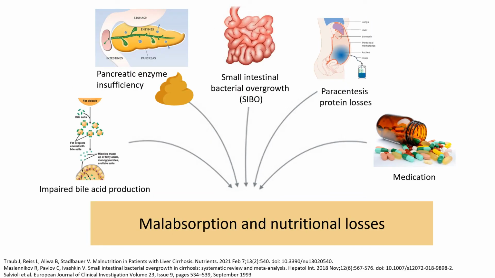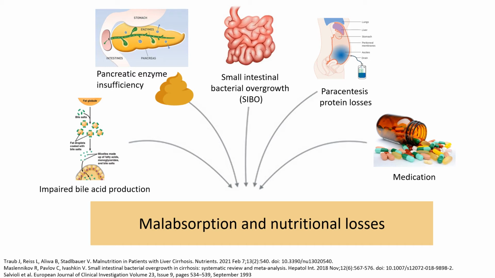Another factor contributing to malnutrition is malabsorption and losses of nutrition. Fat malabsorption is common, and this can be due to impaired production of bile, particularly in patients with PBC and PSC. When this is experienced, deficiency of fat-soluble vitamins can occur as well. Pancreatitis and pancreatic enzyme insufficiency is also common in patients with alcohol-related liver disease.